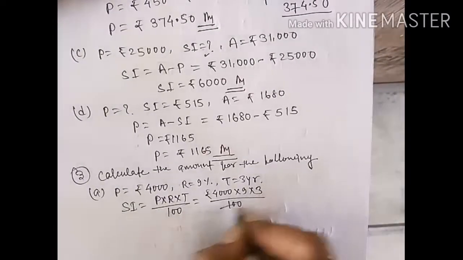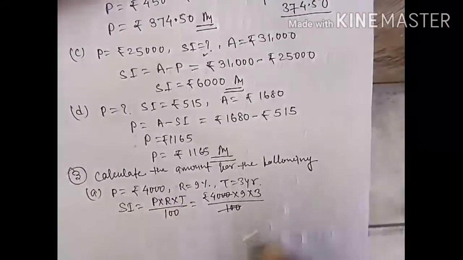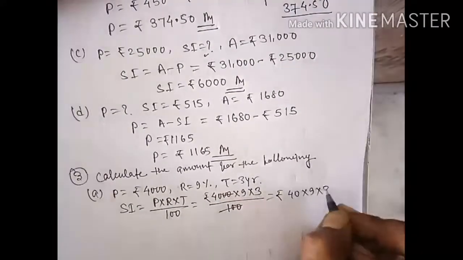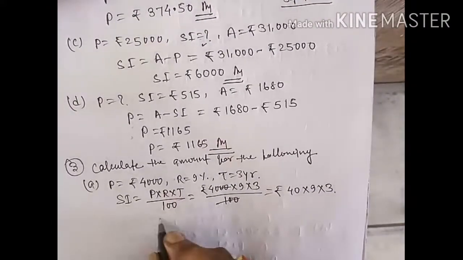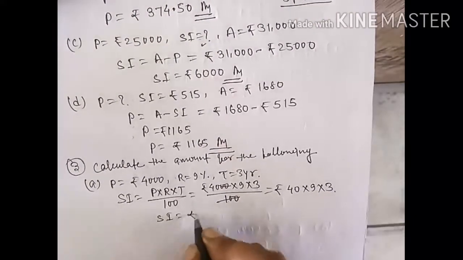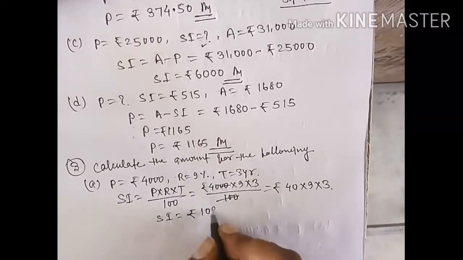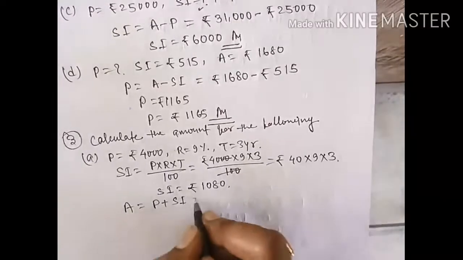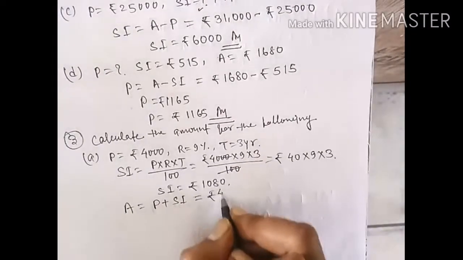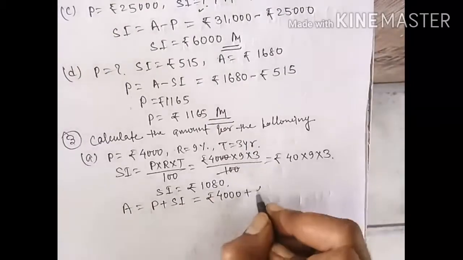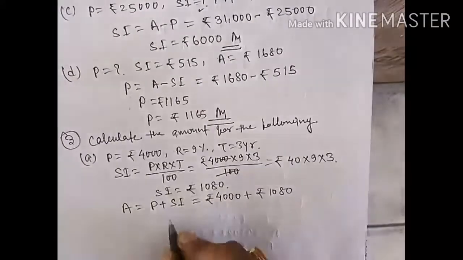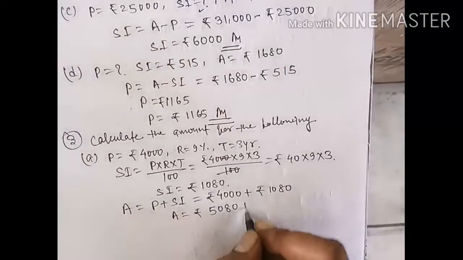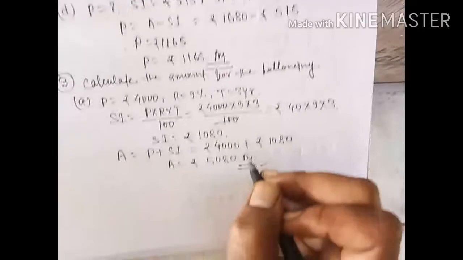Divide by 100. 100 cancels with 4,000 in 40 times, then you get rupees 40 into 9 into 3. After multiplying you get क्या हो जाएगा? 1080. Here amount is equal to P plus SI. Here principal क्या है ₹4000. Simple interest is ₹1080. So after adding you get ₹5080. This is the answer.